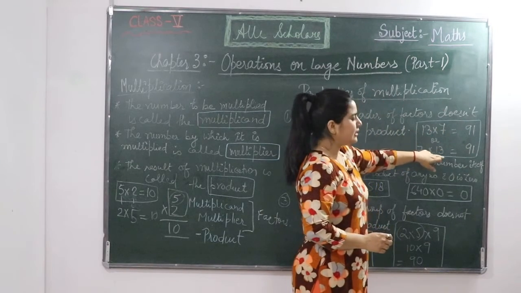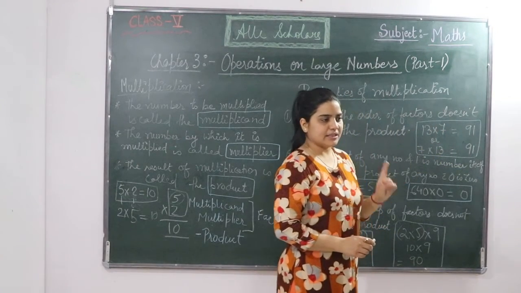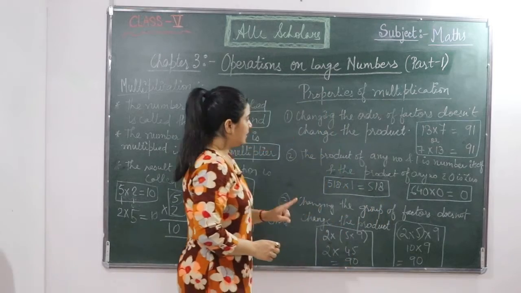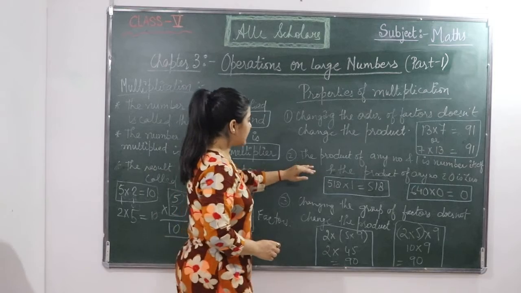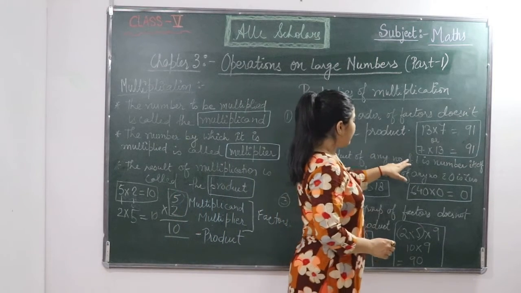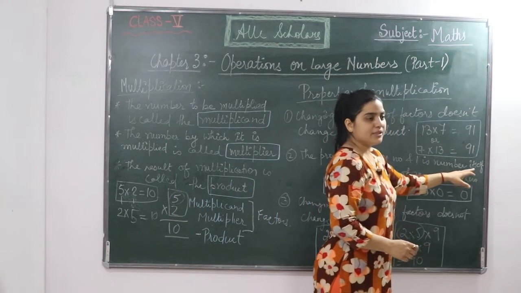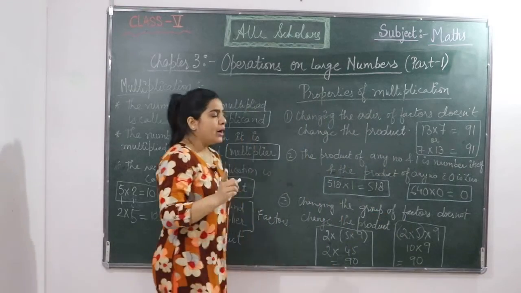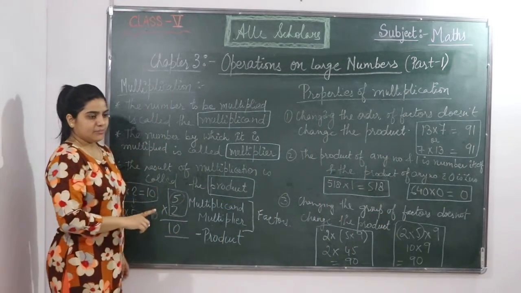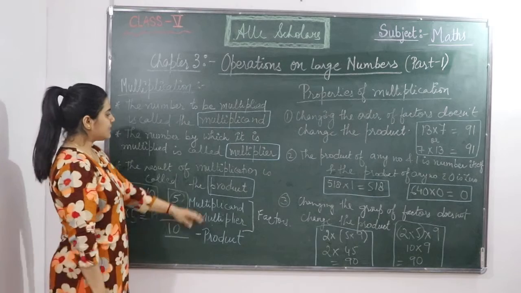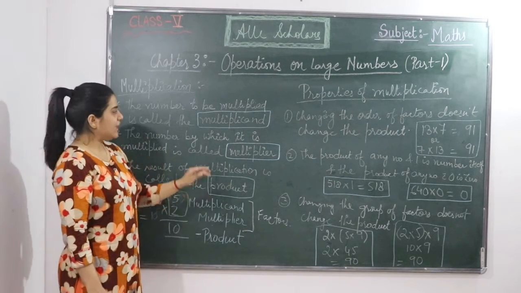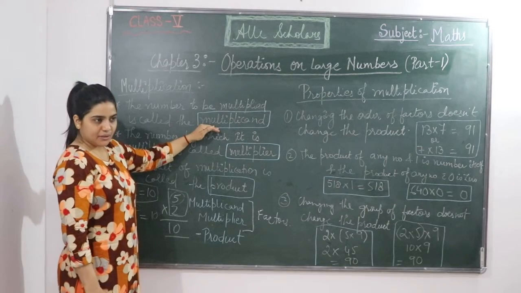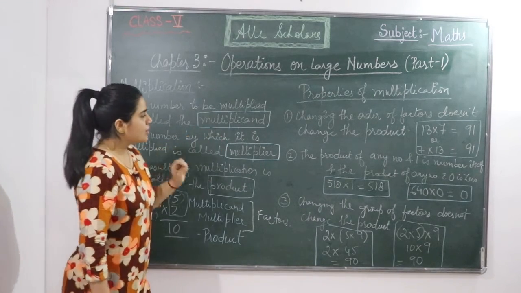If you do 7 into 13, again you will get the same answer, that is 91. So this was one of the very good properties. The next property is that the product of any number and 1 gives the number itself. If you multiply any number by 1, means if the multiplier is 1, what answer will we get? The number that is the multiplicand. Okay?